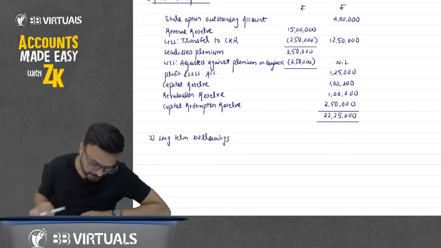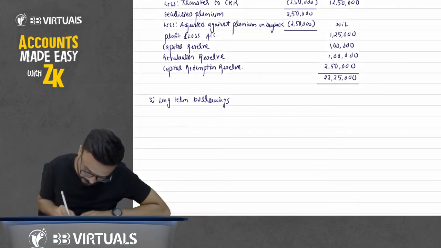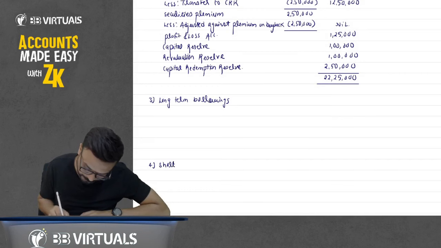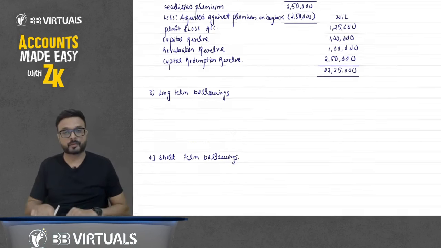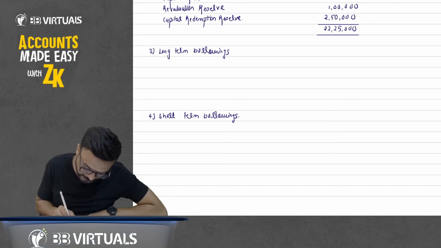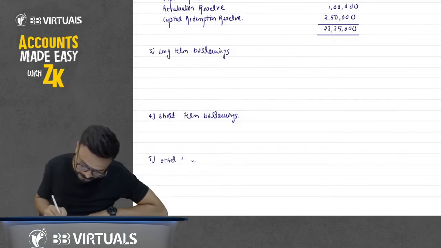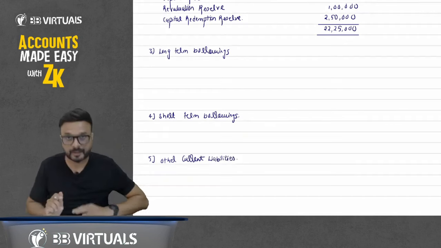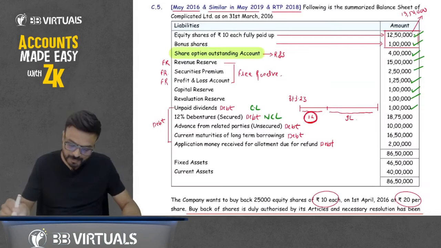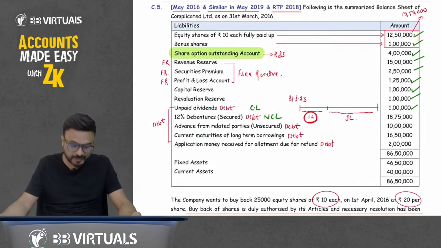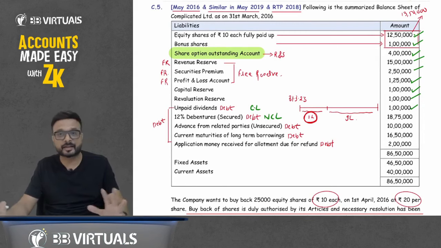Long term borrowings. Keep this space for 3-4 lines and then write down short term borrowing. Then keep this space for 2-3 lines and then write down note number 5, which is other current liabilities. Now one by one, the first item is unpaid dividend, which comes under the heading other current liability, that is 1,00,000.